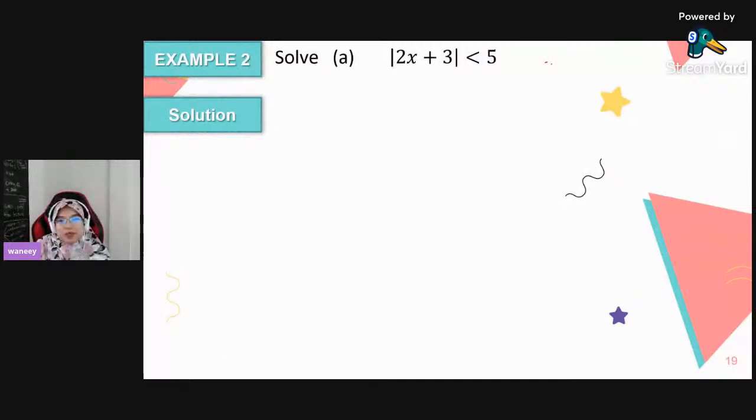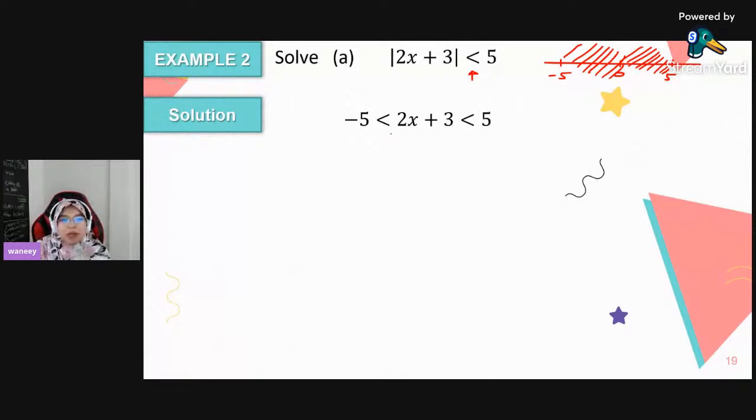Okay, so basically, this is 0, this is 5, this is negative 5. I want the distance to be less than 5. So 0 until 5, the distance that is less than 5 is somewhere in between here. 0 until negative 5, the distance should be less than 5. So somewhere in between here as well. So I know for sure this is somewhere in between negative 5 and 5. So this is basically how we are going to open the absolute value sign. So 2x plus 3 will be in between negative 5 and 5.